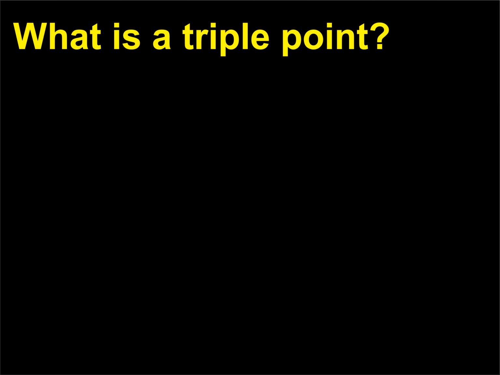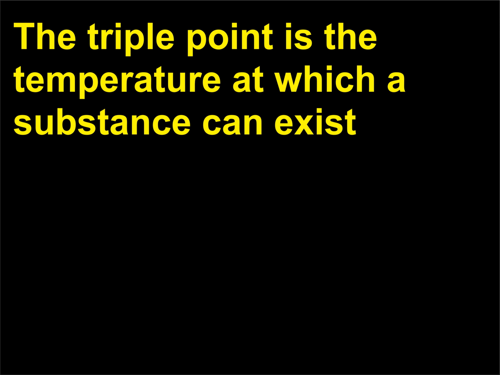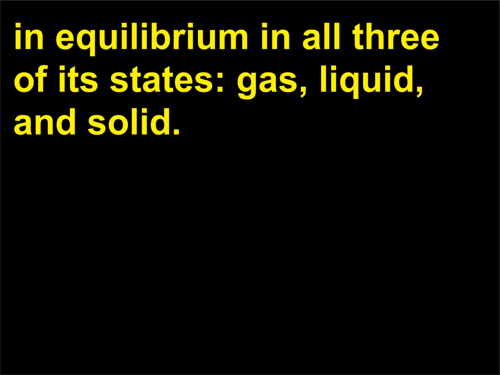What is a triple point? The triple point is the temperature at which a substance can exist in equilibrium in all three of its states: gas, liquid, and solid.